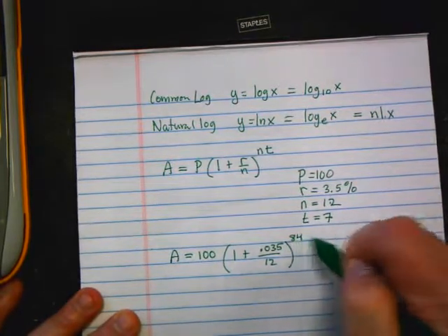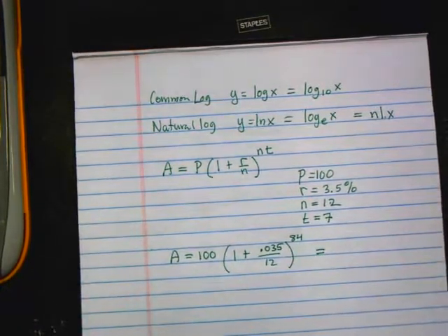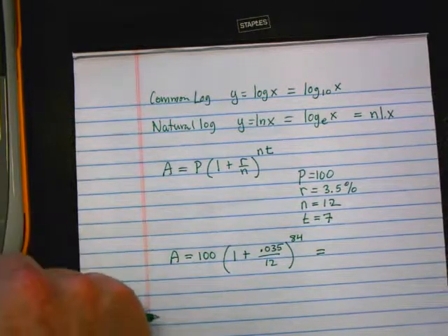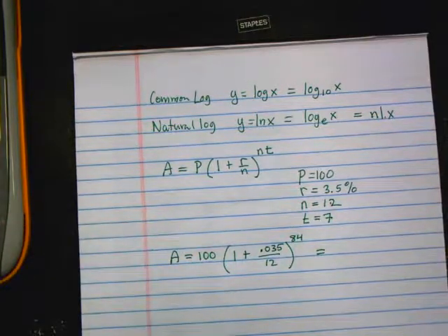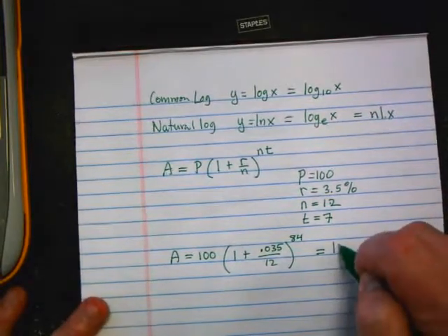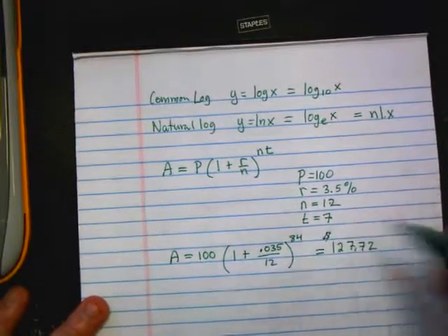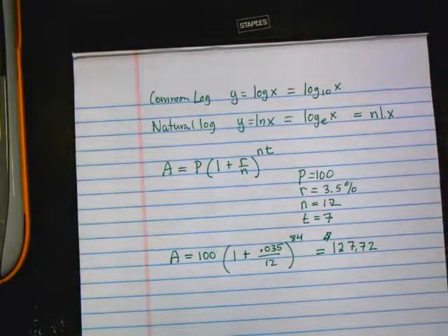That's 84. So we would grab our calculator and type that up. You would have a total, in 7 years, of $127.72. Not good enough? No, need more cash in that account. You need more cash, or you need a higher interest rate. One or the other. We're never going to get a higher interest rate. More cash would be easier.